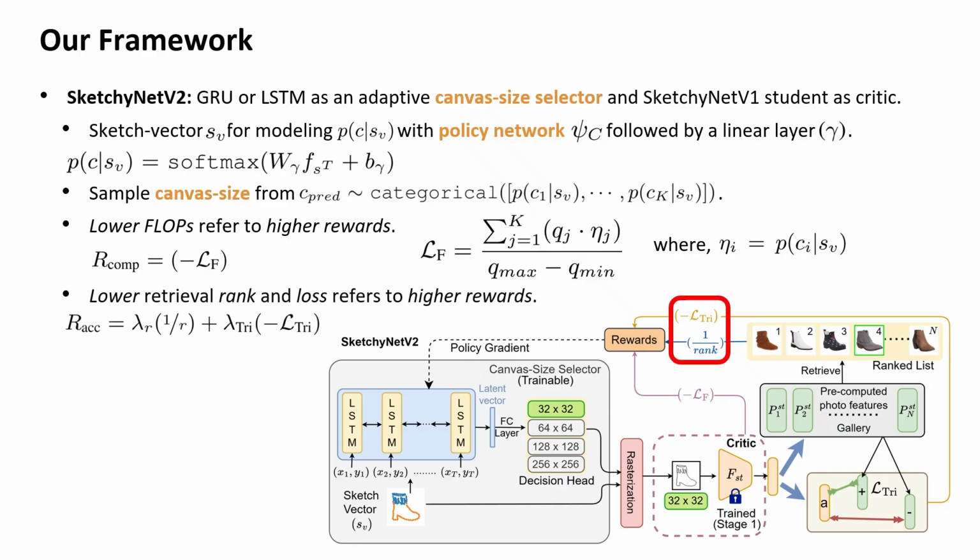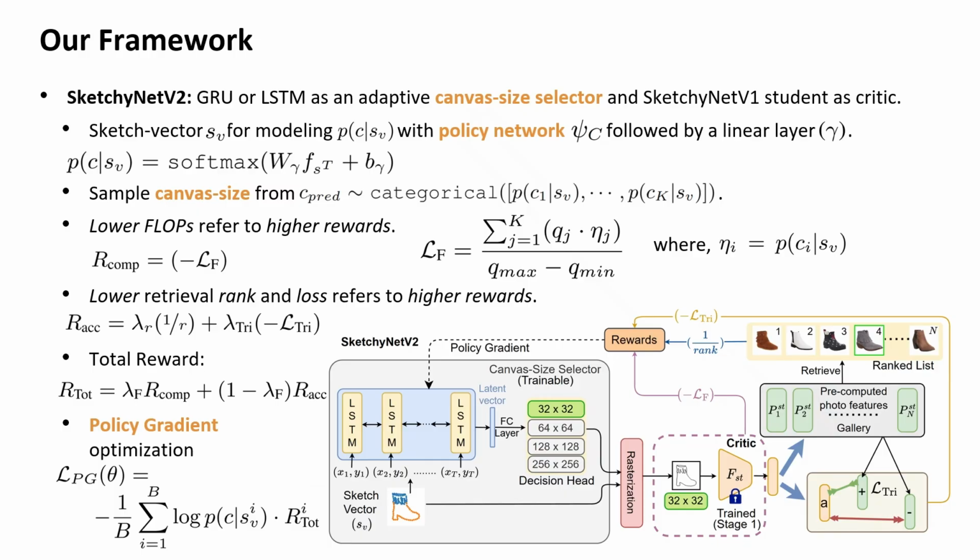Next, we look at the other crucial component of the reward, the retrieval accuracy and loss. We use the inverse of SBIR inference retrieval rank and negative loss computed using SketchNet V1 scaled by two hyperparameters. This helps SketchNet V2 prioritize retrieval accuracy. Both of these components contribute towards the total reward controlled by a hyperparameter lambda f. The entire setup is trained using a policy gradient optimization.